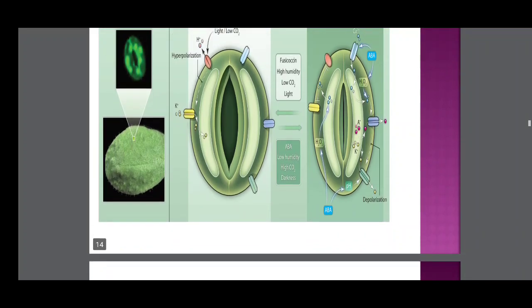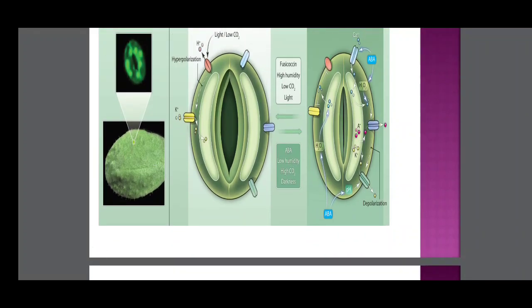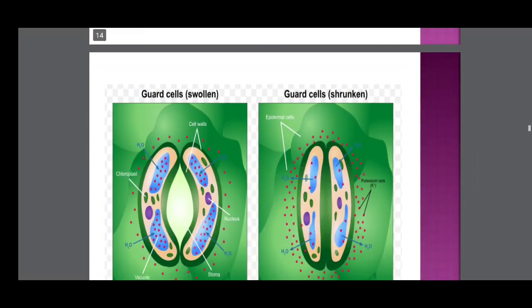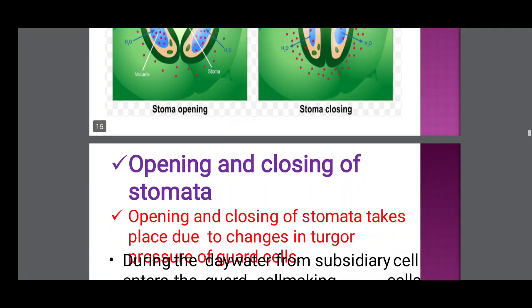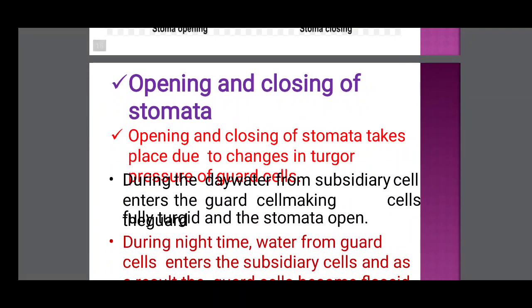This figure tells that at low carbon dioxide concentration, guard cells are swollen and sunken. When the guard cell swells, the stomata open; when the guard cell shrinks, the stomata close. Opening and closing of stomata takes place due to changes in turgor pressure of the guard cells. During the day, water from subsidiary cells enters the guard cells, making the cell fully turgid and the stomata open.